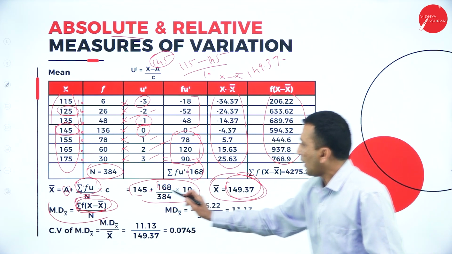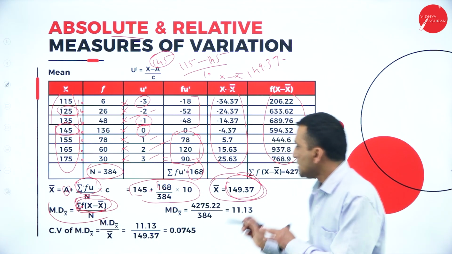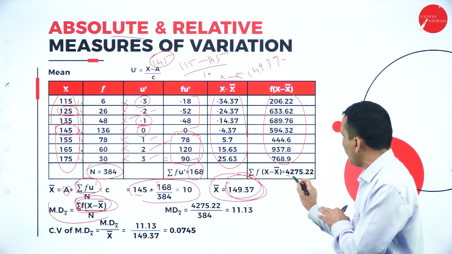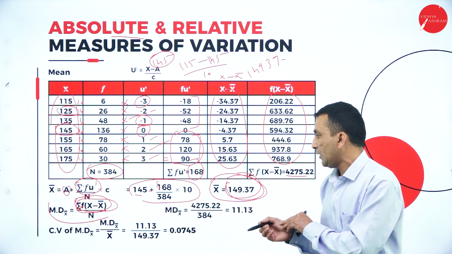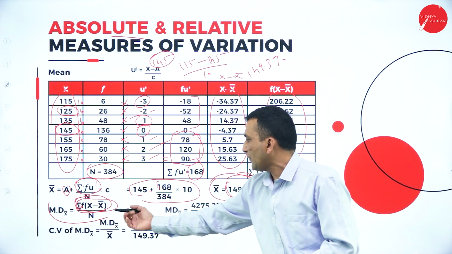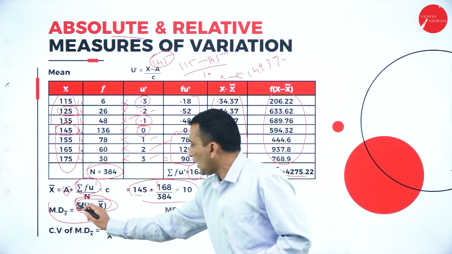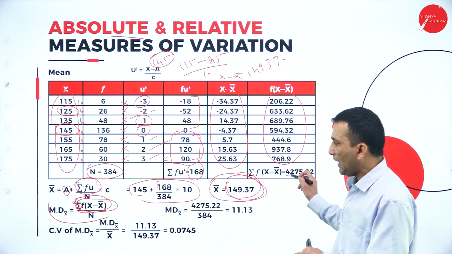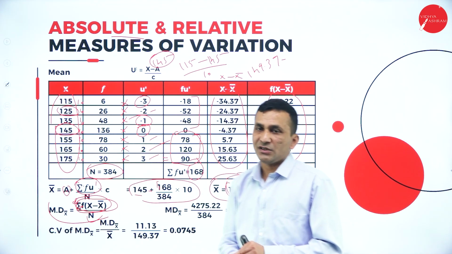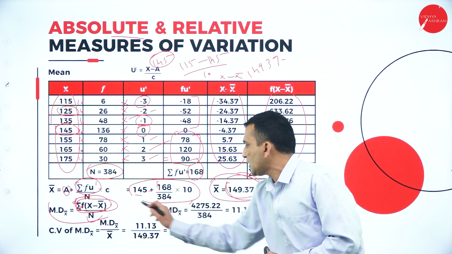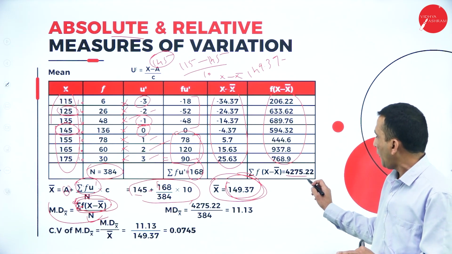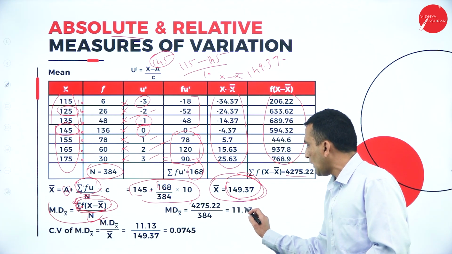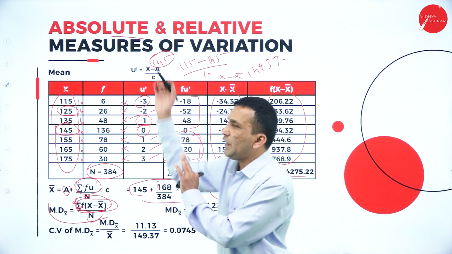Now we need to take the formula total, whatever is there in the numerator, sigma f into x minus x bar. Now if you add together, we are getting 4275.22. Now directly we can simplify this formula, because for the numerator we already got this value using the table format, and n is the frequency total. So we write 4275.22 divided by n, where I am writing the frequency total. If you simplify, 11.13, we just completed the absolute.